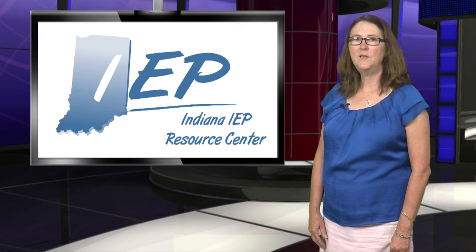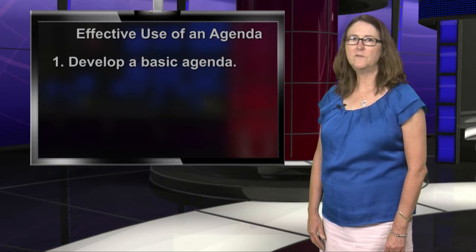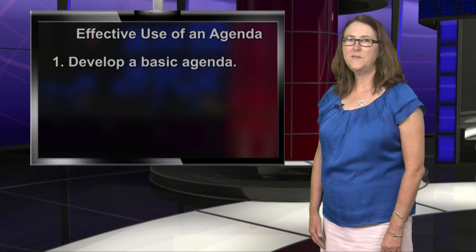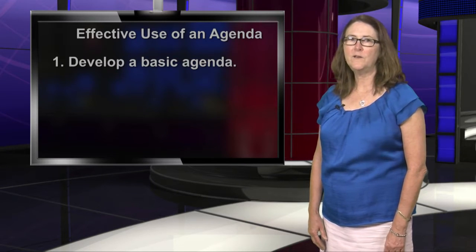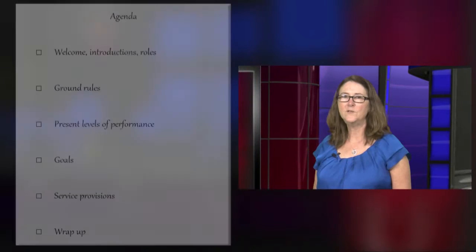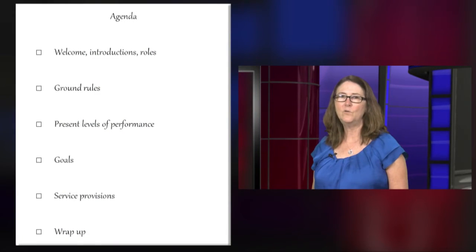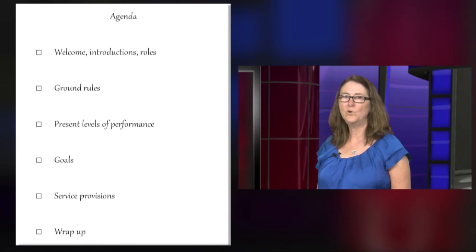One tool that can help with meeting efficiency and focus is an agenda. While the purpose of an IEP meeting may change, most of the items on an agenda remain the same. Here are some tips for effective use of an agenda. Develop a basic agenda that includes the framework of the IEP meeting process. For example, your agenda might include welcome, introductions, roles, ground rules, present levels of performance, goals, service provisions, wrap-up.